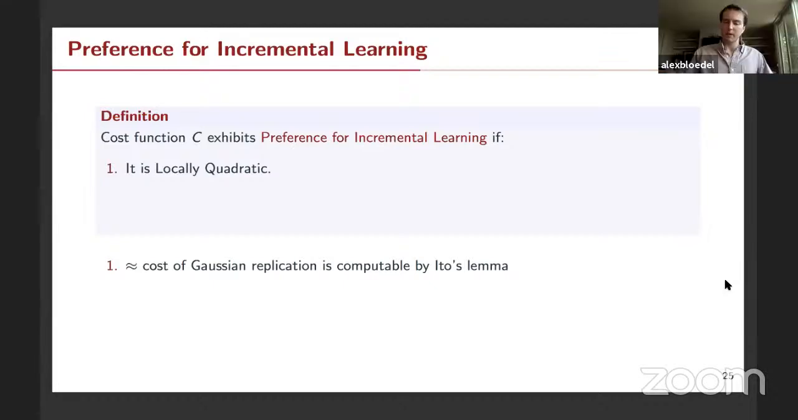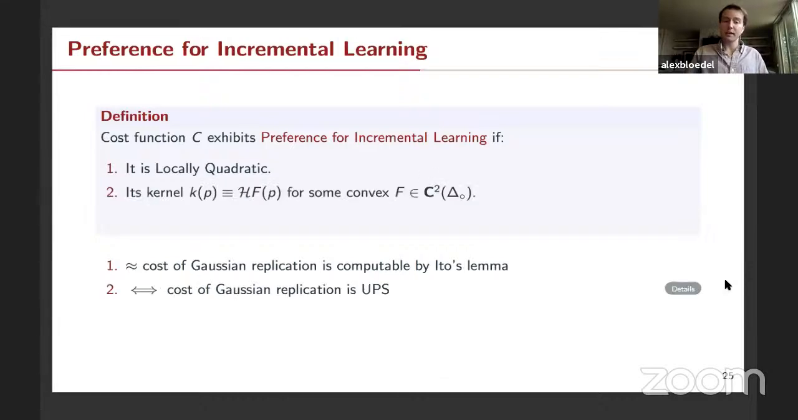Right, okay, so now here's the main definition. A cost function exhibits preference for incremental learning if, first of all, it's locally quadratic, which roughly speaking, because of this Taylor expansion, means that you can use Ito's lemma to compute the cost of Gaussian strategies, as in the Morris-Strack example. Second, the kernel of the cost function is the Hessian of some convex potential function, which, again, as in the Morris-Strack example, means that the cost of Gaussian diffusion strategies is itself UPS.